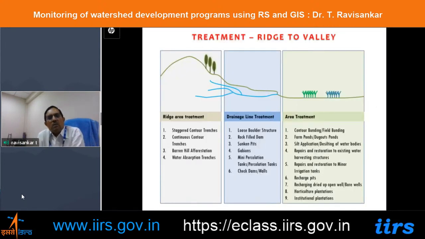And as all of you know, the treatment in any watershed program is from ridge to valley. Ridge area treatments comprise staggered contour trenches, continuous contour trenches, barren hill afforestation, and water absorption trenches, and drainage line treatment goes with loose boulder structures, check dams and other things, as all of you know, and contour bunds on the lower side of the slopes, and recharge beds, then horticulture plantation, institutional plantations.